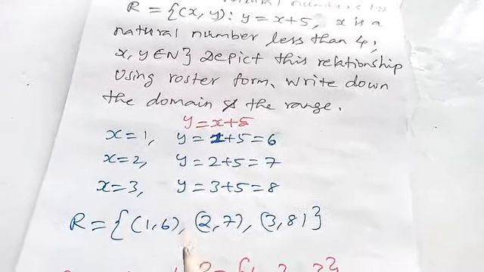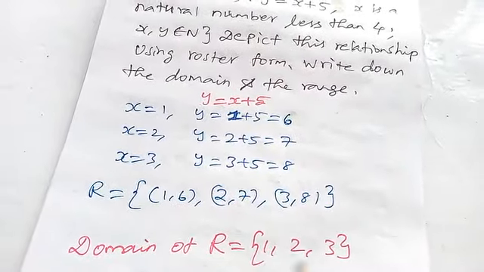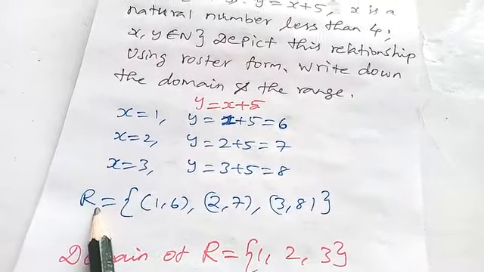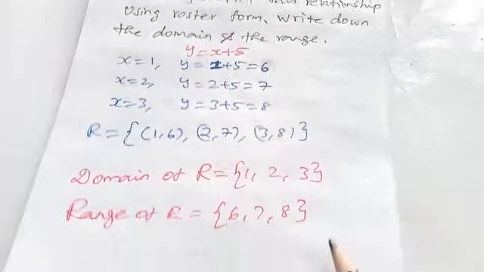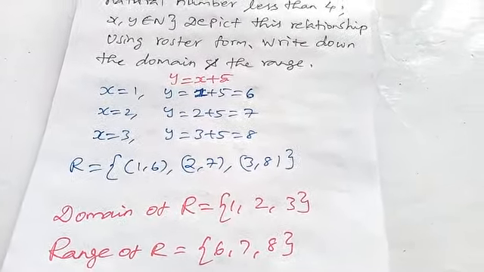Then domain will be what? First elements of the ordered pairs. So domain of R equal to 1, 2, 3. Range of R will be what? Second elements of the ordered pairs in the relation. So 6, 7, 8 is the range of R. Hope you understand this problem, how to solve it. Let us see next question.